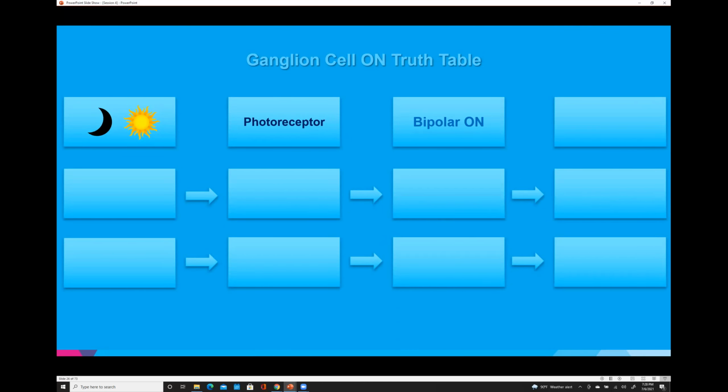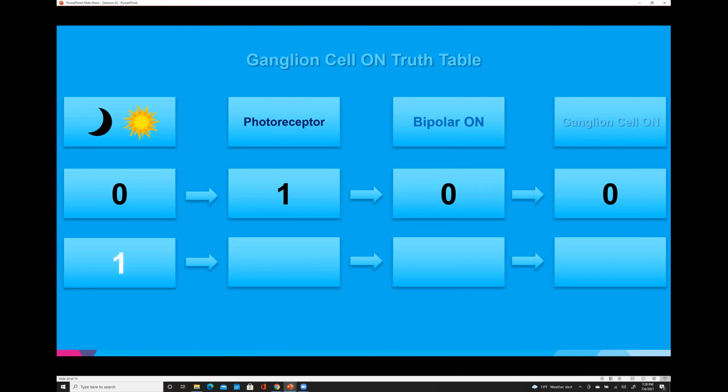So remember, look at all the cells I've listed here. We're talking about a ganglion cell on truth table. So in the dark, what is the number that we put for the photoreceptor? 1, because it's activated. You got it. But then what happens to the bipolar on cell in that state? It's inactivated. And so it's a 0, which means what's happening to the ganglion on cell? It is also inactive. You got it.